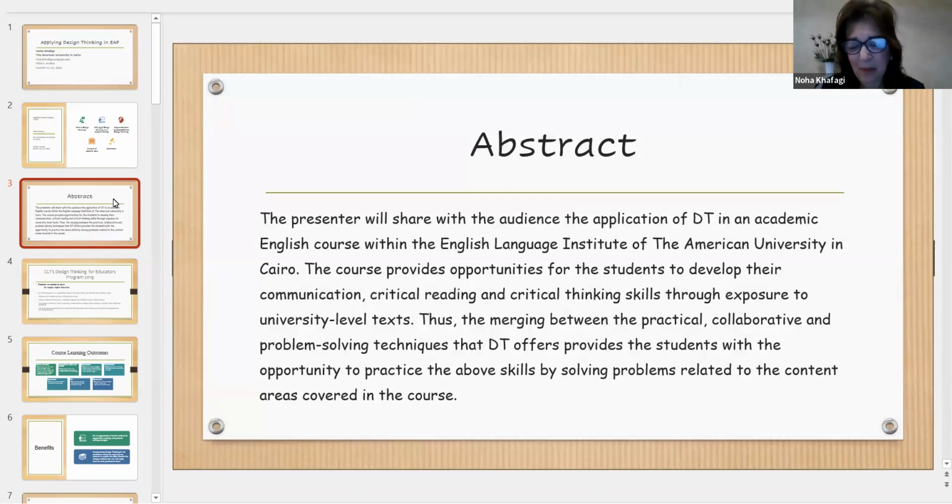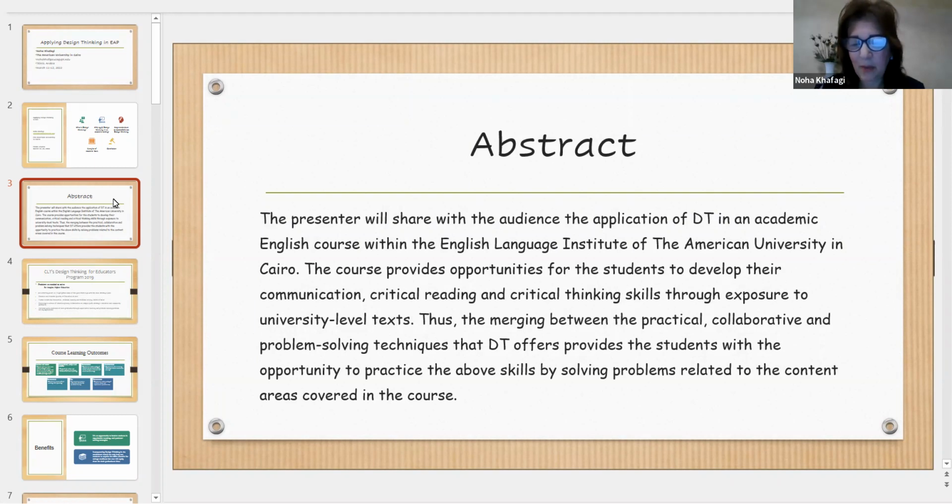Thus, design thinking process involves cooperation, collaboration, and makes the solutions more meaningful and real, and engages the students and allows them to release their full potential in the classroom.